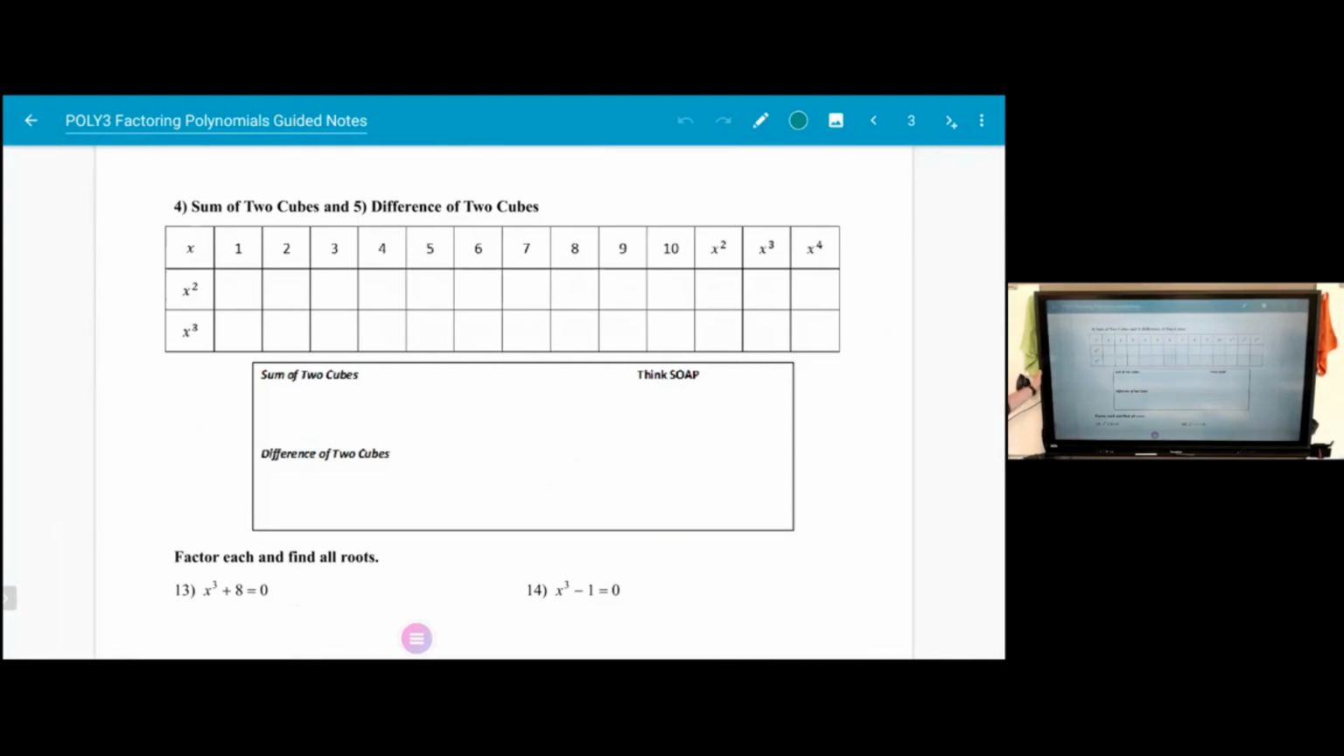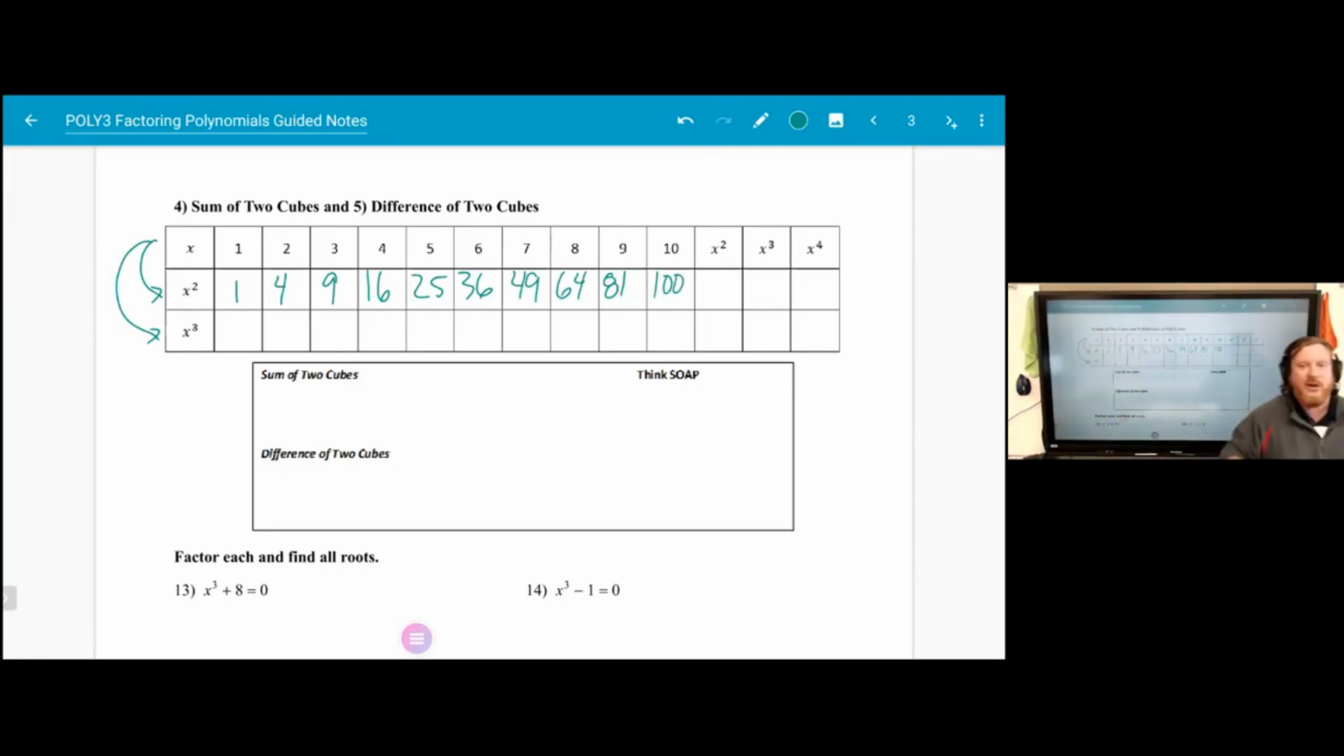And here I'm going to put this. I've got x squared, and x cubed. So I'm going to square in this column, and I'm going to cube to get to here. So 1 squared is 1, 2 squared is 4, 3 squared is 9, 4 squared is 16, 5 squared is 25, 6 squared is 36, 7 squared is 49, 8 squared is 64, 9 squared is 81, 10 squared is 100, and here's where things get interesting.